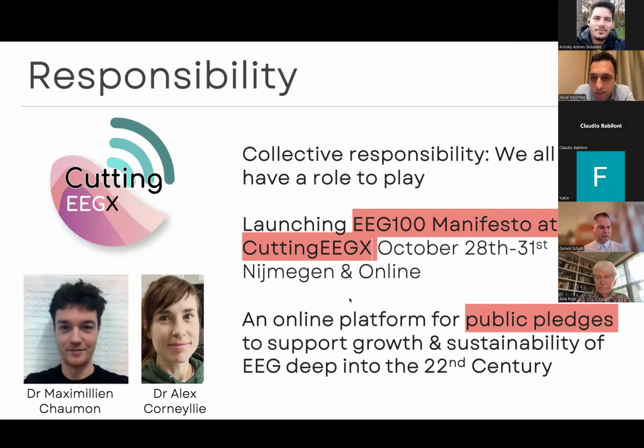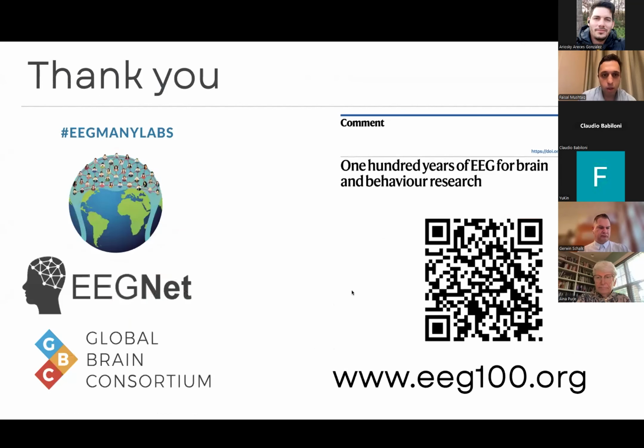They will be launching a manifesto for EEG for the next 100 years at the Cutting EEG conference, which is also a hybrid conference. So if you're able to join that, then please do. What they are putting forward is an online platform where you can make a public pledge in whatever domain of EEG you have expertise, to help support the growth and sustainability of this neuroimaging tool deep into the 22nd century. That's a really important piece of work for helping us get to some of those priorities and ambitions for EEG.